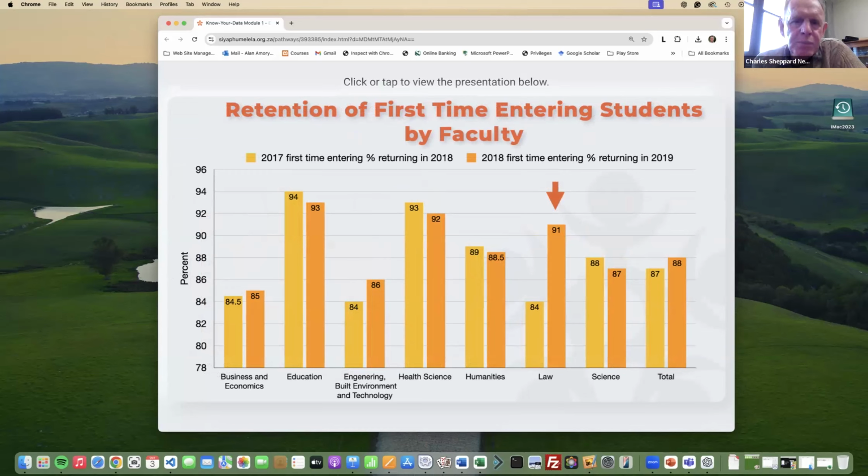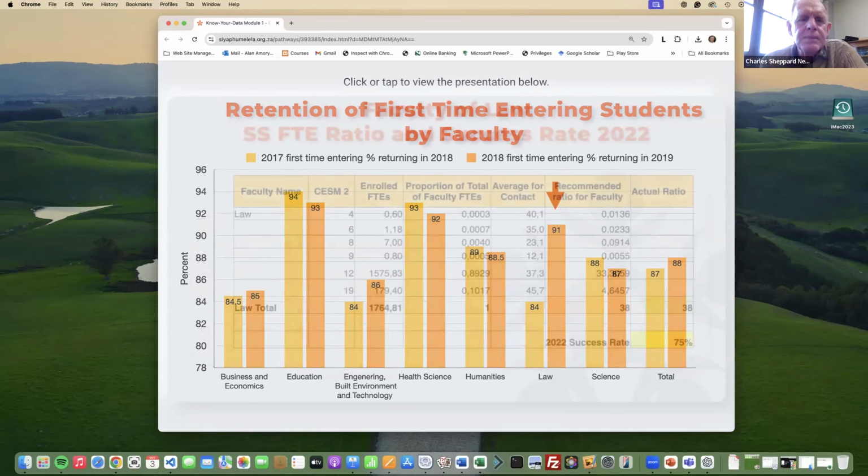And we know that is the point where we lose most of our students when they enter the university, from the first to the next year. Thanks. Next slide, Alan.